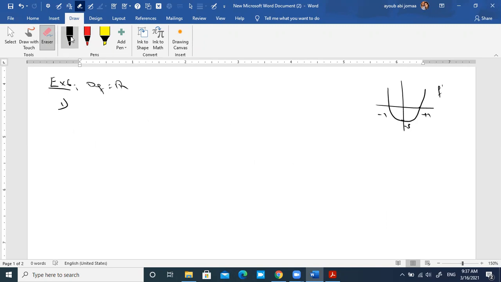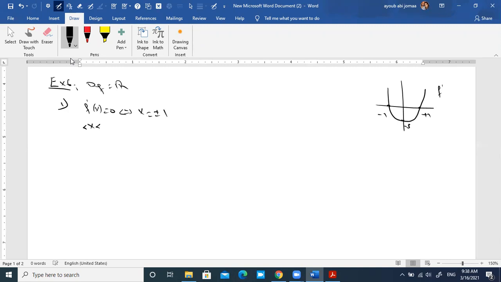Look here. At negative 1 and 1, the function is 0. F prime of x equals 0. Then x is equal to positive or negative 1, from the graph, where the intersection is.